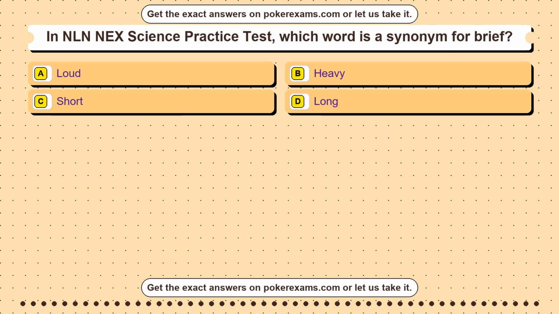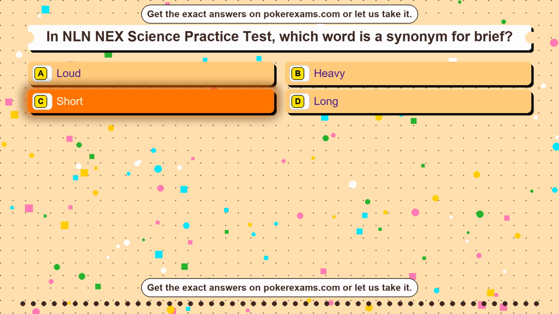Question 23. In GED RLA practice test, which organism is a producer? Option A, hawk. Option B, mushroom. Option C, grass. Option D, rabbit. The correct answer is option C.